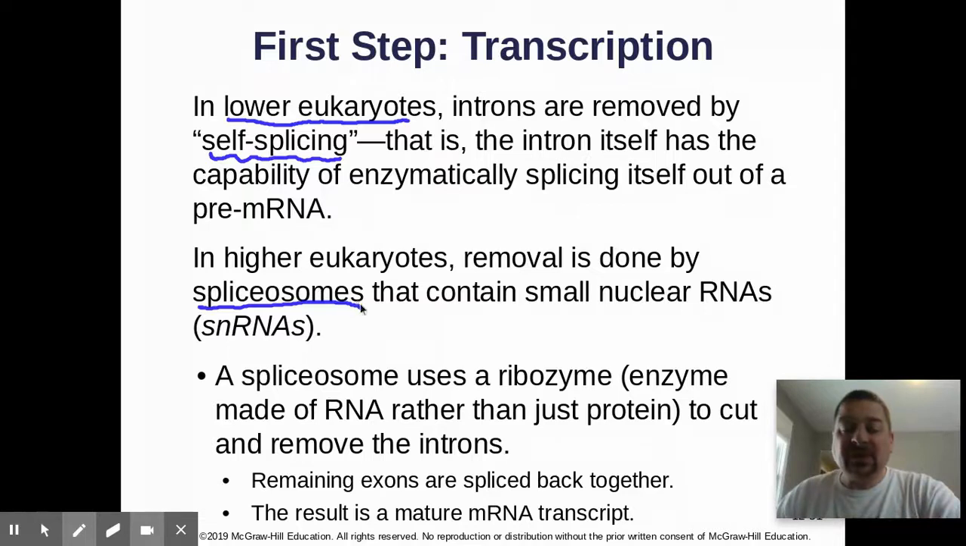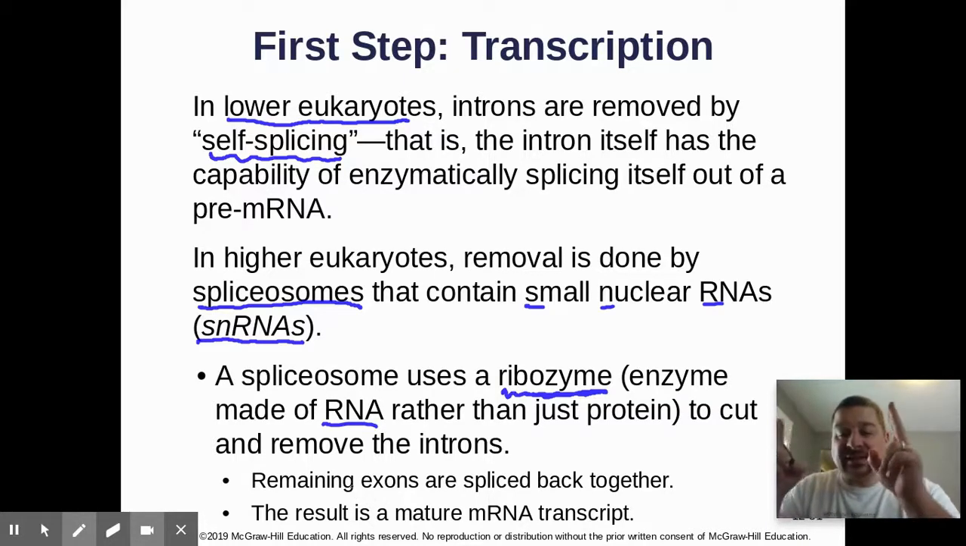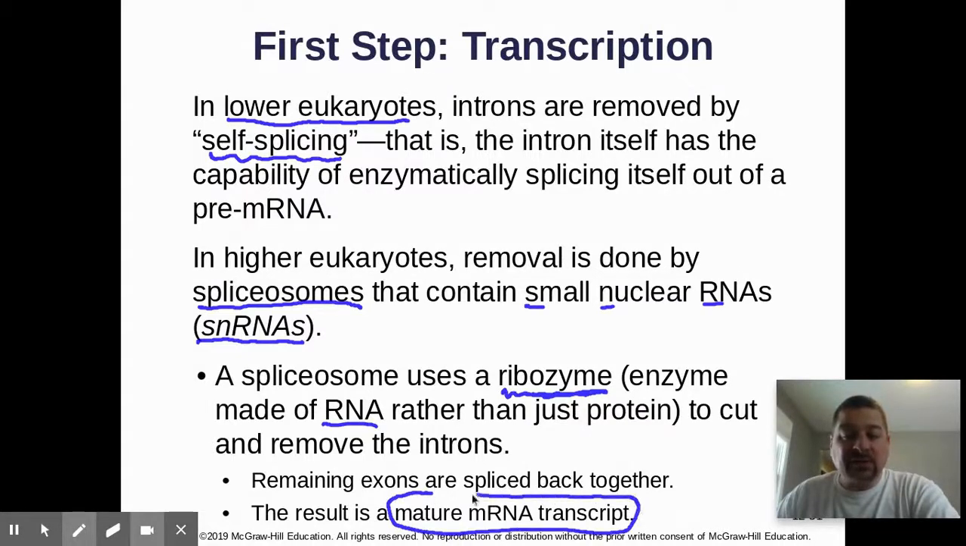A spliceosome is going to cut out the introns, and it's done by what we call snRNAs, small nuclear RNAs that are usually combined with proteins to make what we call a ribozyme. A ribozyme is an enzyme made of RNA rather than just protein. These ribozymes come along and snip and cut between the exons. So they cut out the introns and then they connect or splice the exons back together. And so what you end up with is your mature mRNA transcript that can leave the nucleus and go out to the ribosome in the cytoplasm and be translated into that protein.